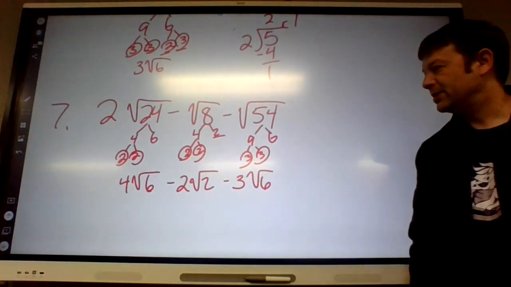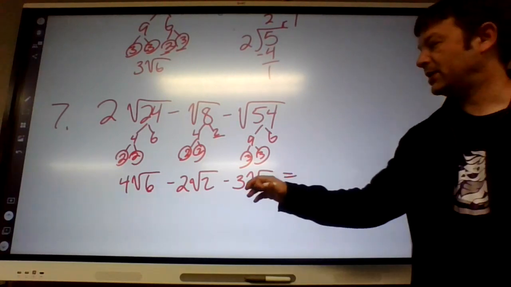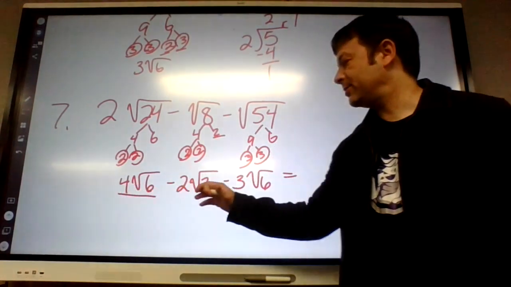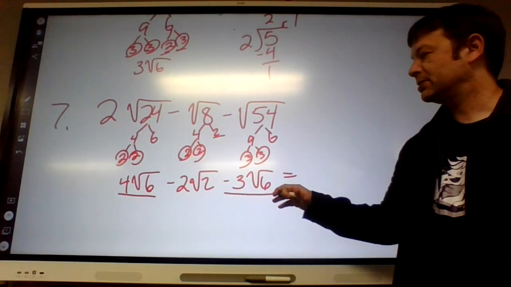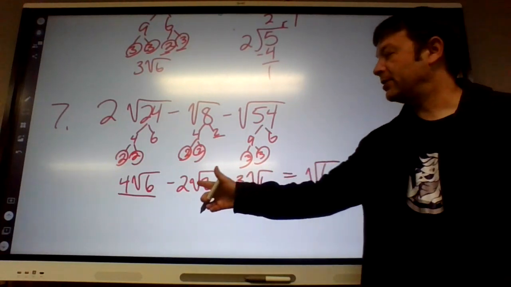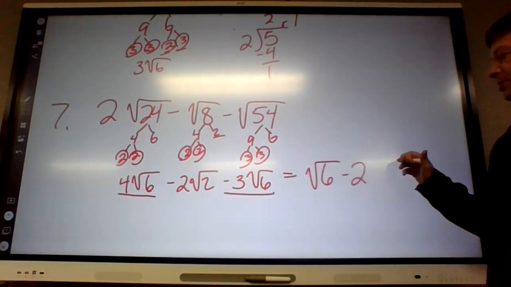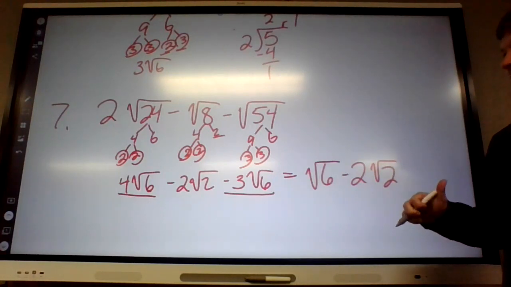Okay, is there anything else I can do? Simplify the first term or the last term. Yeah. You can only add like terms. So 4 square root of 6 minus 3 square root of 6 is what? Square root of 6. And then the minus 2 square root of 2. What are you going to say? I think I figured it out.